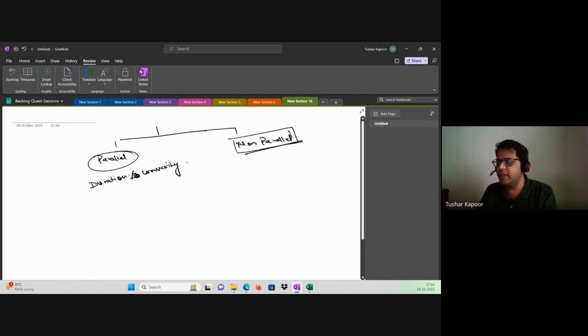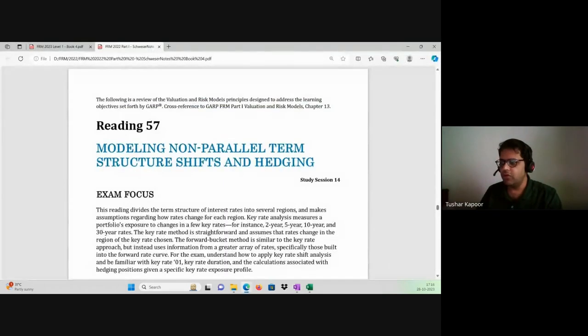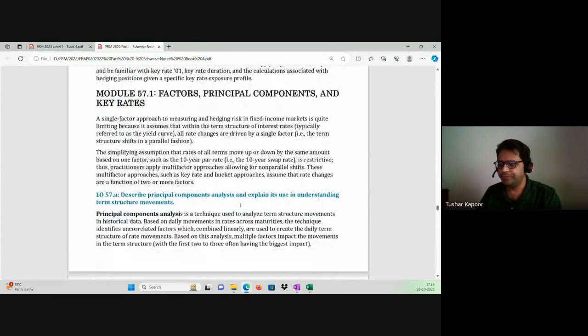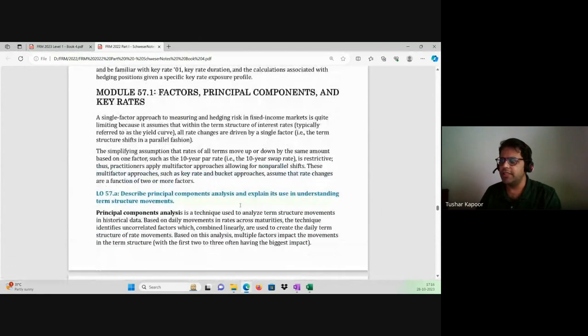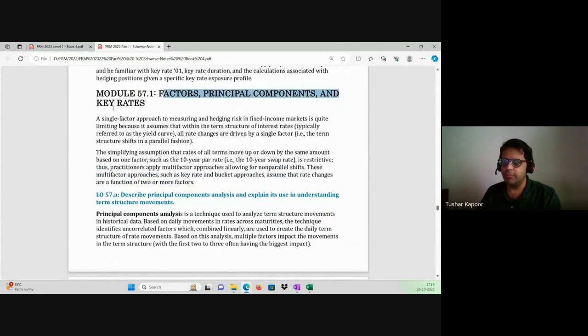So this chapter is entirely focused on tracking the non-parallel movement, because the shape can actually be very different. It can either be a twist, it can either be a butterfly, or it can take a shape of its own. So how do we track that in real sense is what has been discussed here. Now, first of all, the chapter starts with factors and principal component analysis.